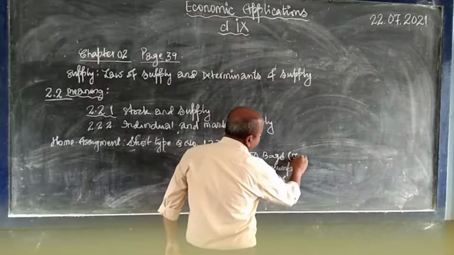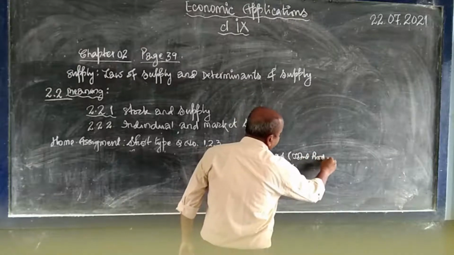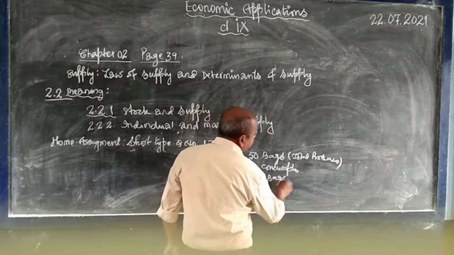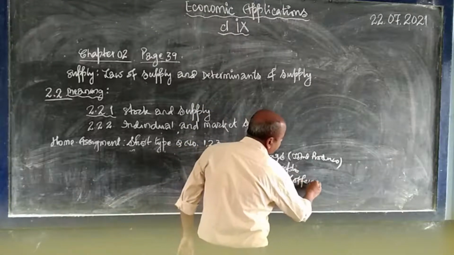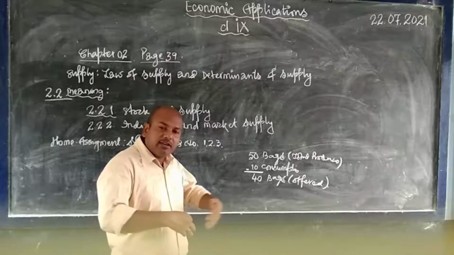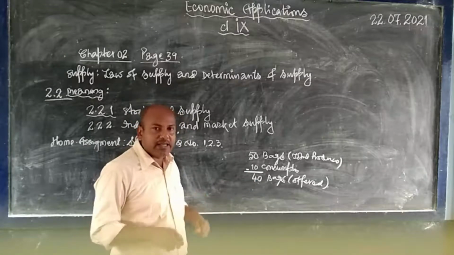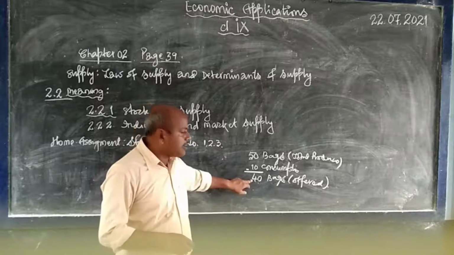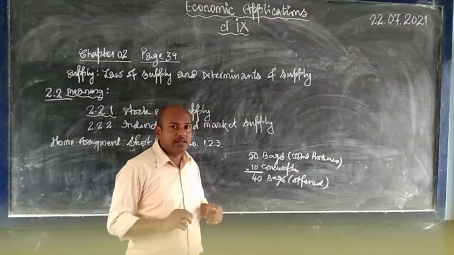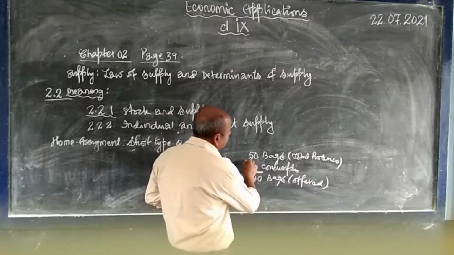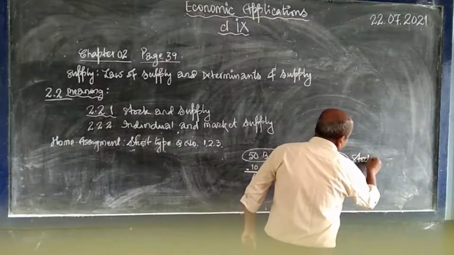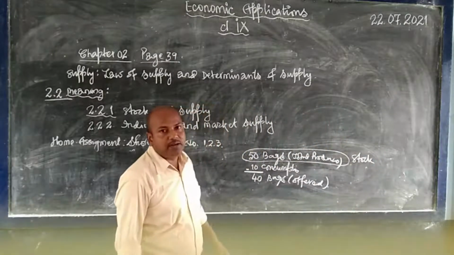These are total produce. 50 bags, 10 bags I am retaining with myself for self-consumption. These 40 bags I want to offer for sale. Now try to understand. I have got 50 bags, but I don't want to sell the entire 50 bags. 10 bags I want to retain for my self-consumption. The remaining 40 bags I want to sell, to offer for sale at a given point of time and at a price. In this case, the total produce I have with me is called stock at a given point of time.